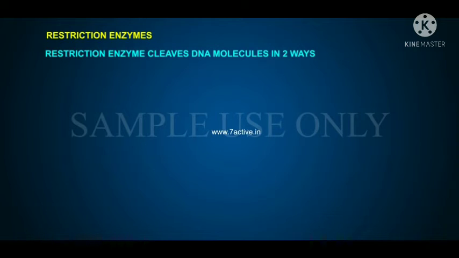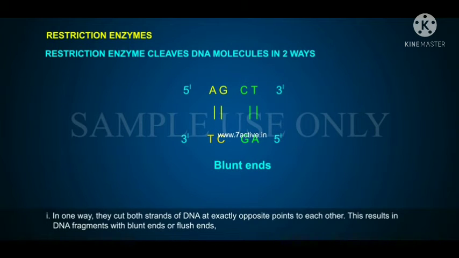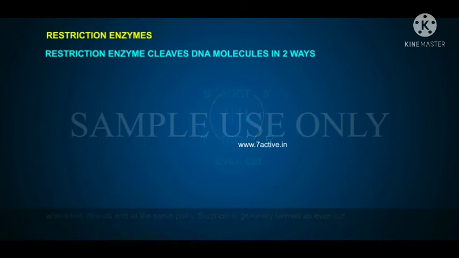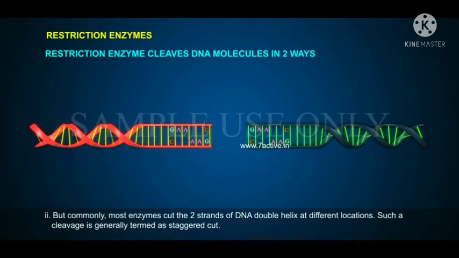The restriction enzyme cleaves the DNA molecules in two ways. The first is blunt ends. If they cut the DNA exactly opposite each other and the DNA has straight ends, it does not have any cohesive or attachment type of end. They are also known as even cut ends because they have the same exposure sites, meaning a straight line from where new bases can be added.